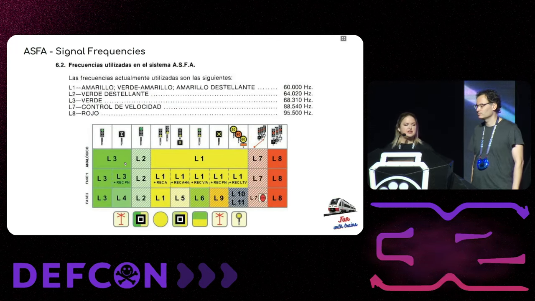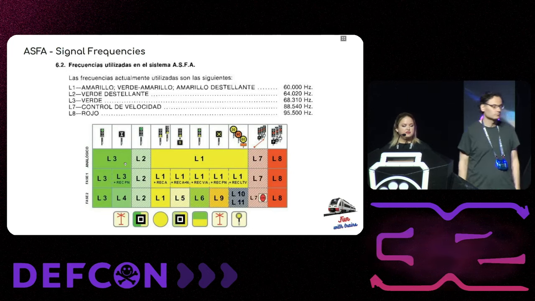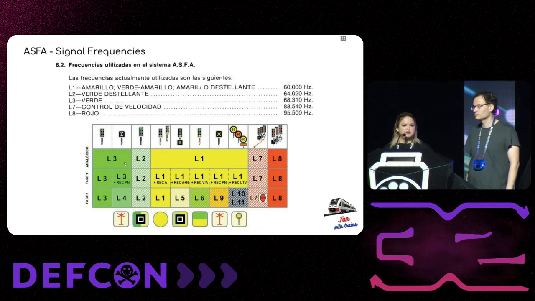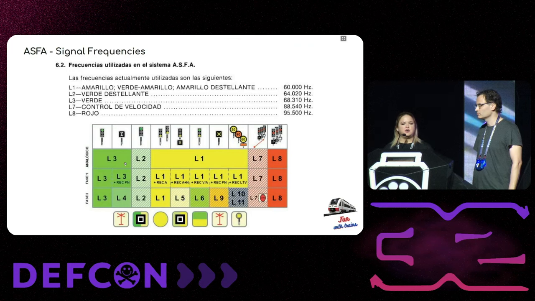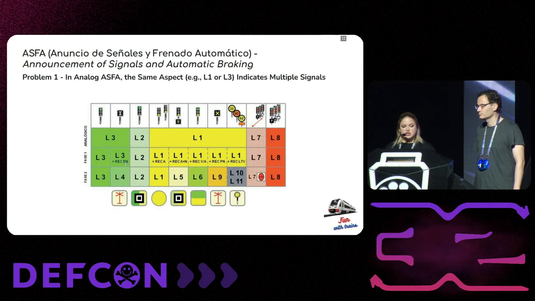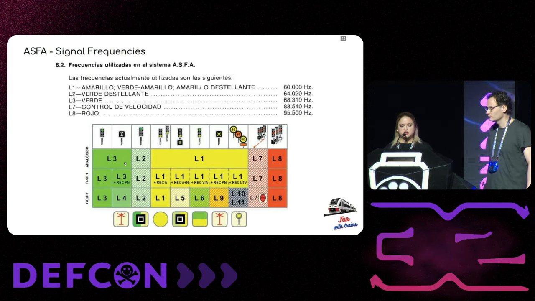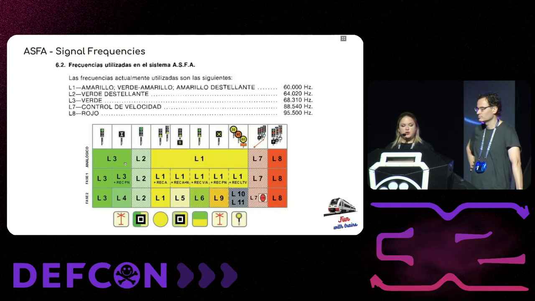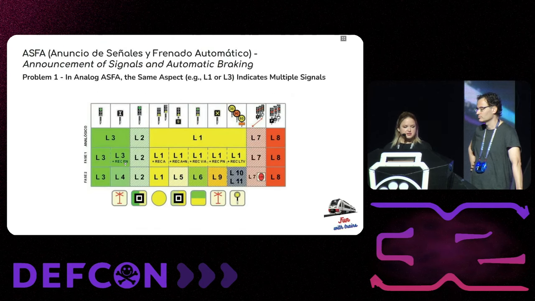So the first problem is that, as you can see, a couple of different signals give different aspects, or the same range of frequencies give different signals to the railway operator. For example, the L1 and the L3 are in the same range of frequencies, so we can have little problems when we are not controlling it as much as we need.